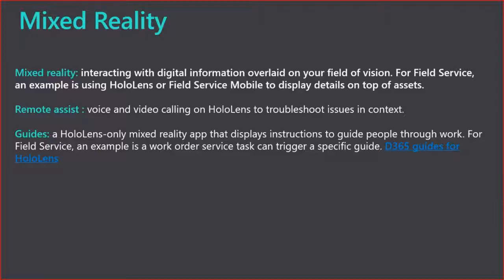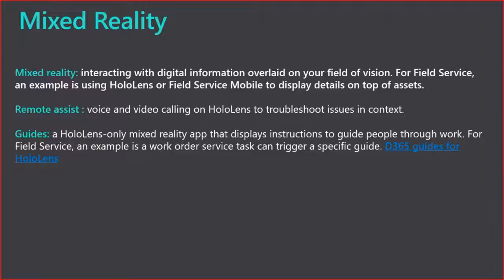So for the Field Service example, it's using HoloLens or the Field Service mobile app, and what it's going to do is display details on top of assets that you're looking at. And this is slightly different from virtual reality and augmented reality. Now, Microsoft also has a product called Remote Assist, and this is basically just voice and video calling on the HoloLens to help people troubleshoot issues in context. So imagine one person on site with the HoloLens and another person, let's say in a back office. They could share over voice and video calling what they're looking at and collaborate with each other.